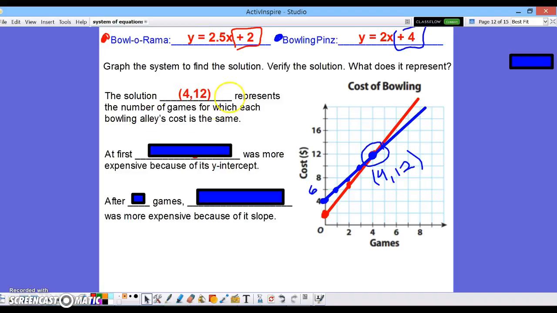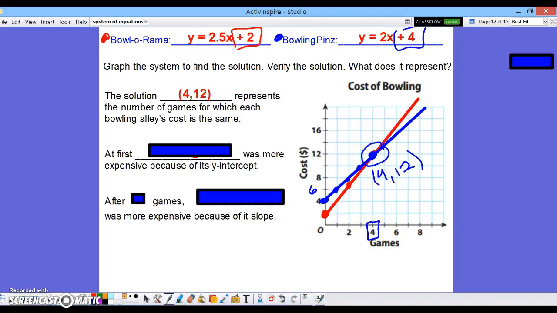So the solution (4, 12) represents the number of games for which the bowling alley's costs are the same. So at 4 games, I'm spending the exact same amount of money no matter where I went. Now before 4 games, let me go ahead and split that up. So we have right here 4 games.